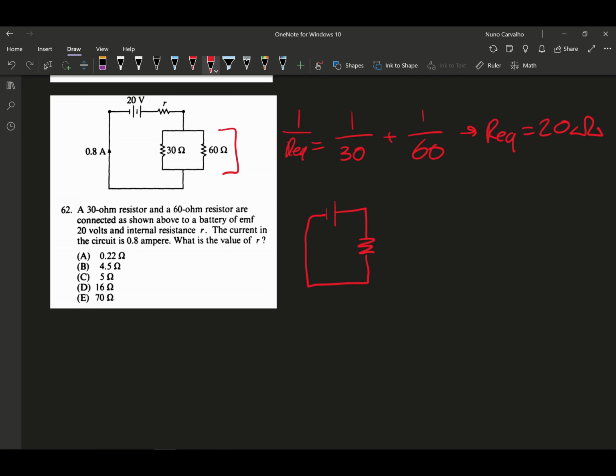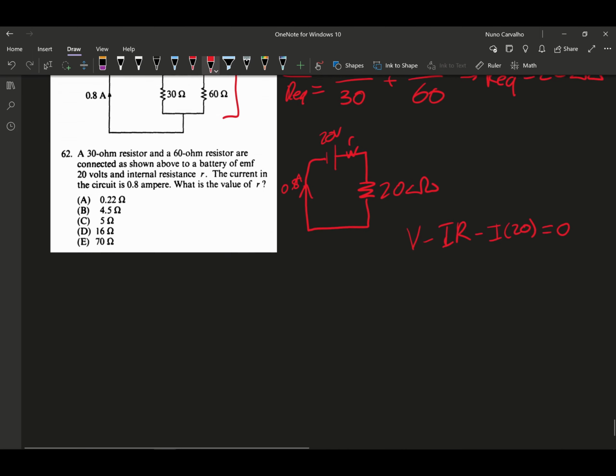And we're still with that 20 volts, and we still have a tiny resistance r, and then we have 20 ohms here. Okay, and so if we have a current of 0.8 amps, then what we can do is just use Kirchhoff's rule. We're doing V minus I times r minus I times 20. That's just the resistance of the bigger resistor, and that's equal to 0.